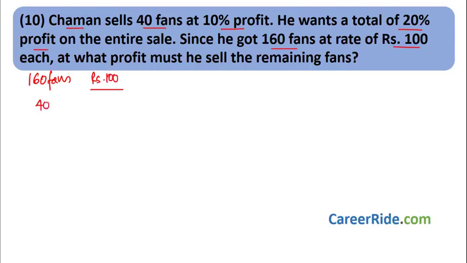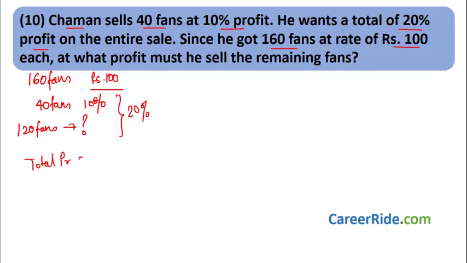Out of that, he sold 40 fans at a profit of 10%. So how many fans are remaining? 120 fans. 160 minus 40. At what percentage profit must he sell them so that the total profit becomes 20%, right? Now, what do we know? The total profit in rupees would be nothing but the profit in rupees of the 40 fans plus the profit in rupees of the 120 remaining fans, right?